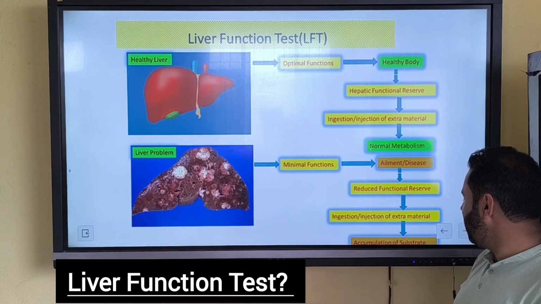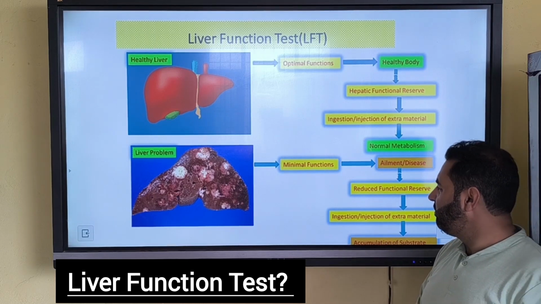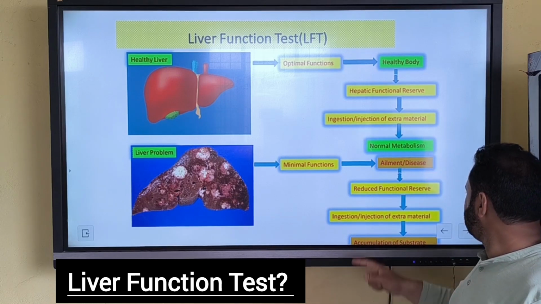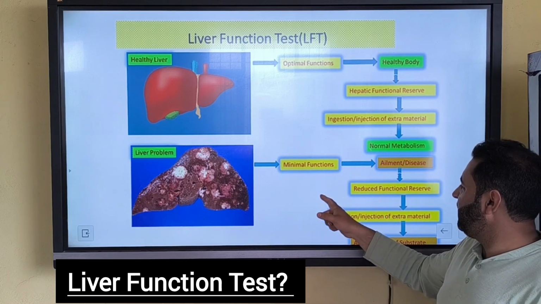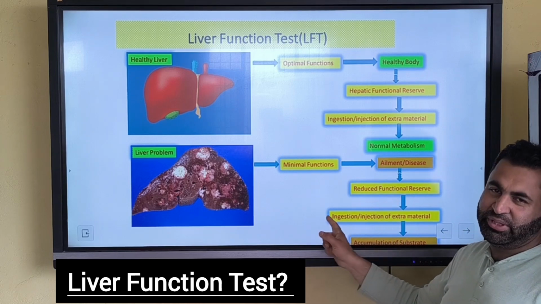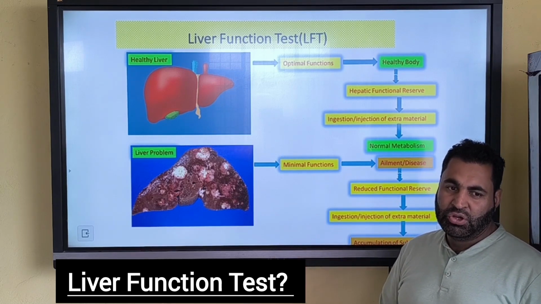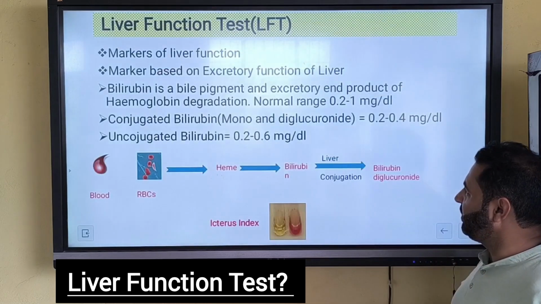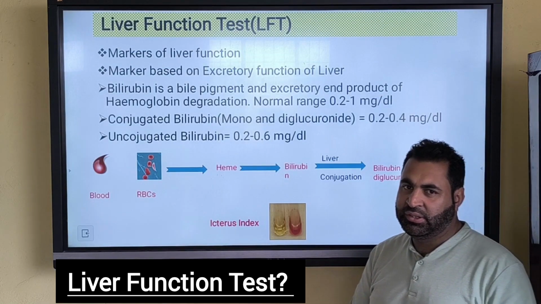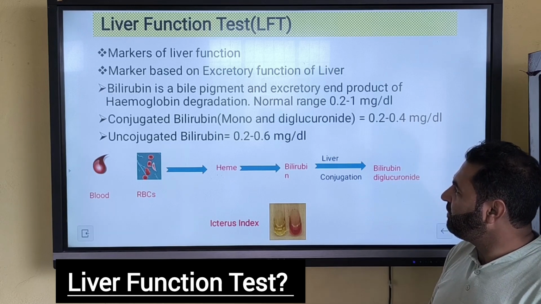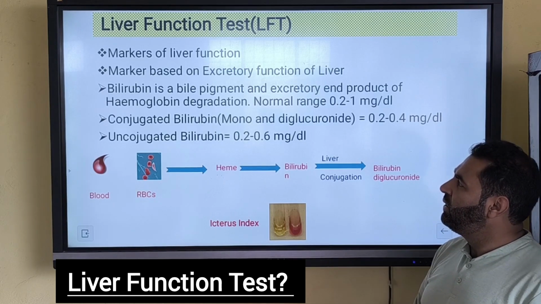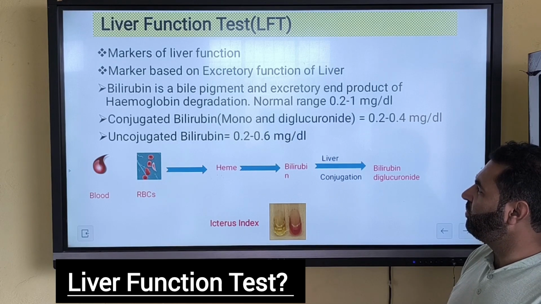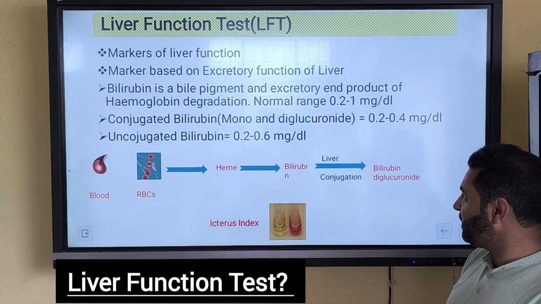That material will get accumulated in the blood of that particular person, because there is already a reduction in the functional reserve. So based on these things, we base some of our tests. We have different tests. Liver function tests are markers of liver function. We have markers based on the excretory function of the liver.